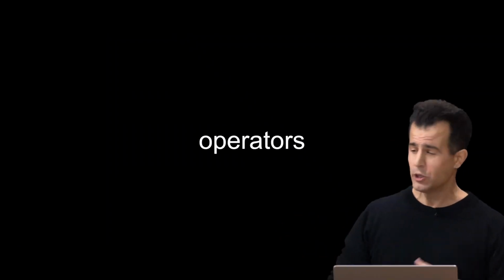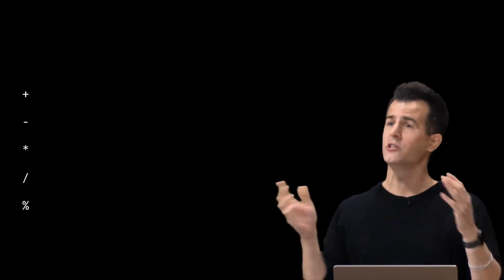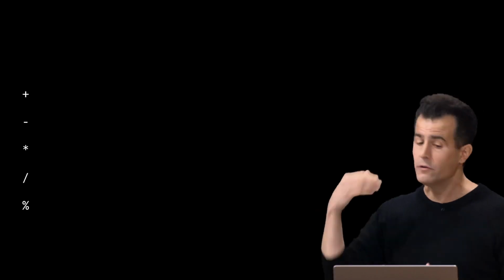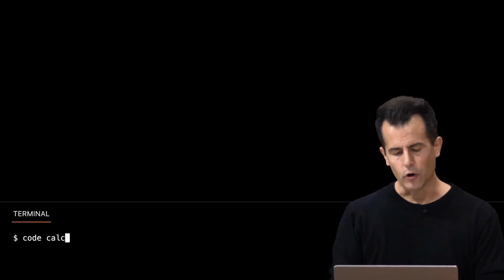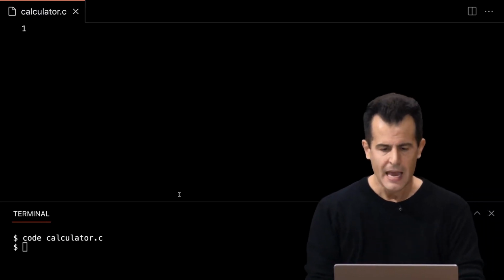C indeed supports a whole bunch of operators mathematically, via which we can do addition and subtraction, multiplication, division, and even calculate the remainder when you divide one number by another. In fact, why don't we go ahead and use these in a very simple program and make our very own calculator. So let me go over here to VS Code. Let me go ahead and create a new file called calculator.c.